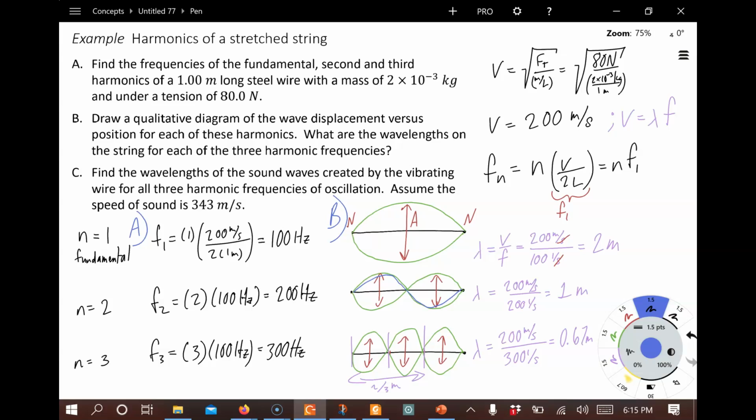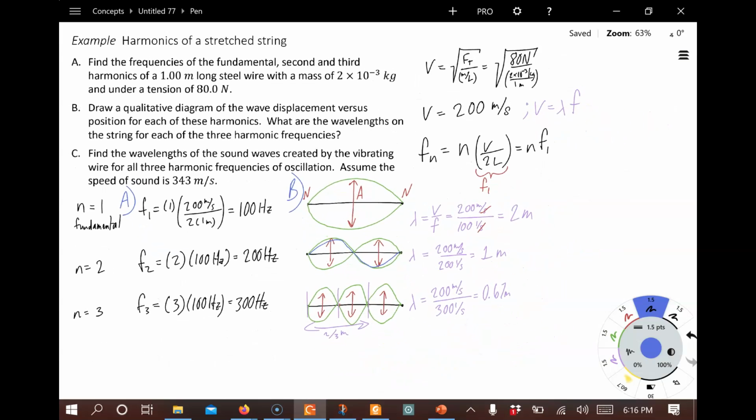And finally, in part C, we are asked, find the wavelengths of the sound waves created by the vibrating wire for all 3 harmonic frequencies of oscillation. Assume the speed of sound is 343 meters per second. So let me just create a little space here for doing part C. Now for part C, this oscillating string is going to move the air at the same frequency that the string oscillates. So the frequency is the same, and we can again use the general equation for wave speed, wavelength, and frequency. Now these are waves in air with the same frequency, so we can figure out what those wavelengths are going to be.